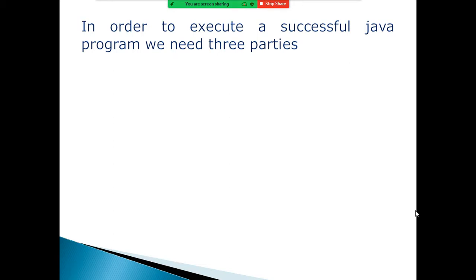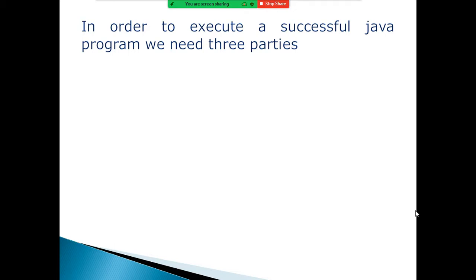Now, sir, among these three, whose role is very important? Is the user, the compiler, or the JVM? The JVM's responsibility is to execute the program. The compiler's responsibility is to compile our program, to convert the source code file into machine code, that is bytecode. And of course, the user is responsible to write the Java code.